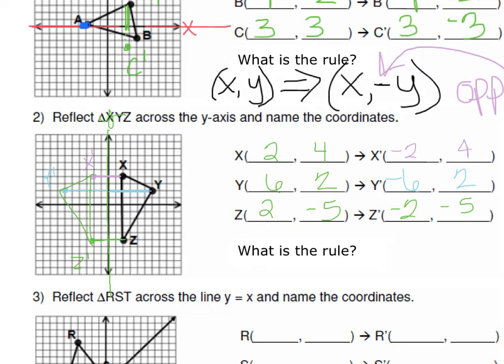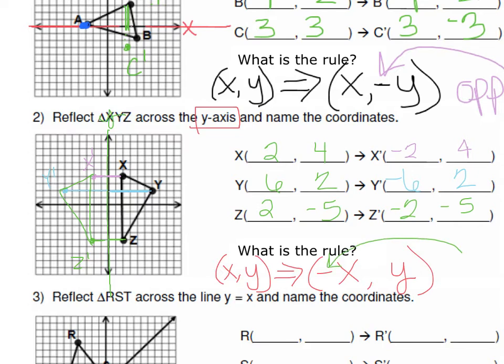So your rule, again, that you're going to need to memorize for a reflection over the y-axis is that your original ordered pair is going to change so that the x will be opposite and the y is going to stay the same. So reflect over the x-axis, x stays the same. Reflect over the y-axis, y stays the same. And again, this symbol does not mean negative, it means opposite.